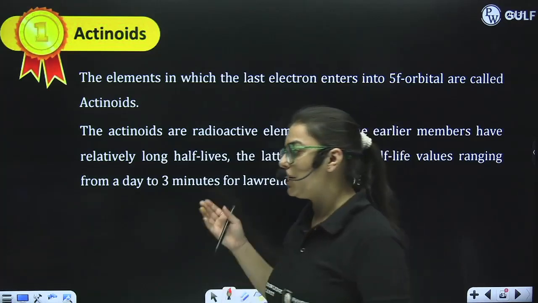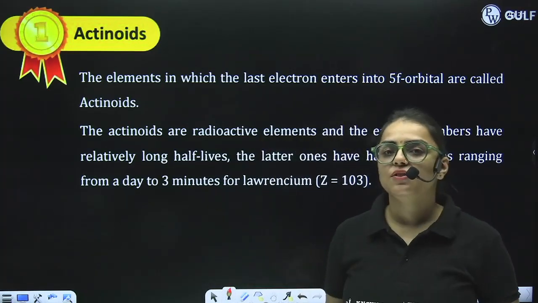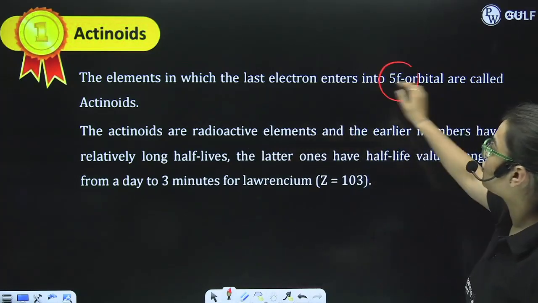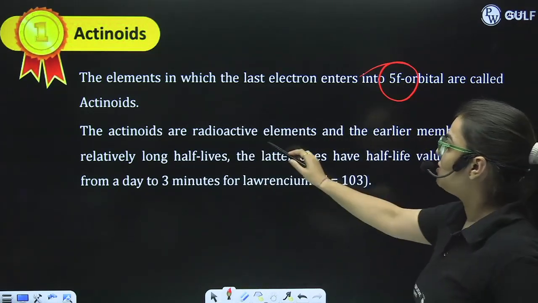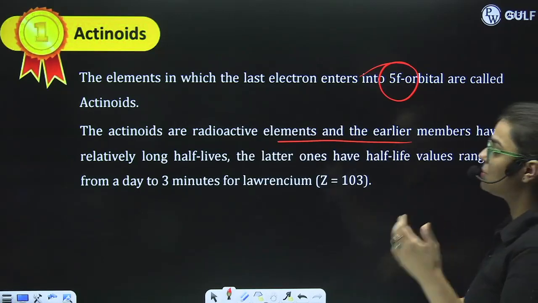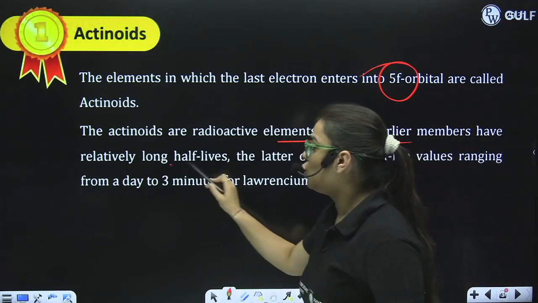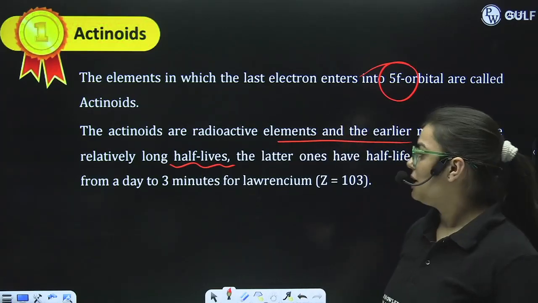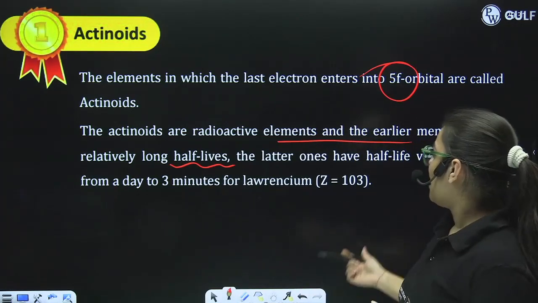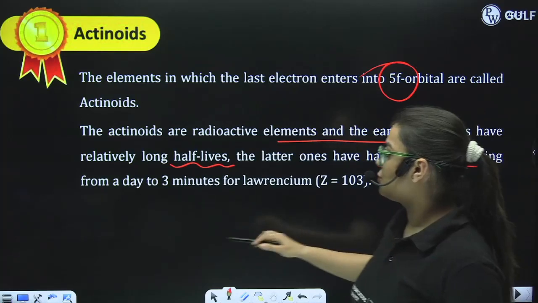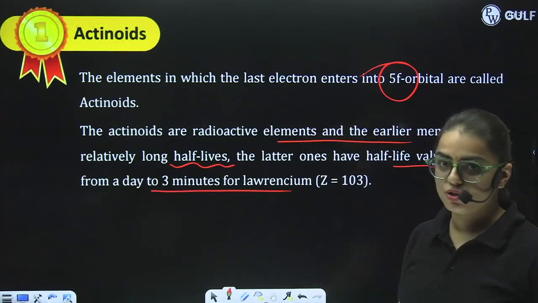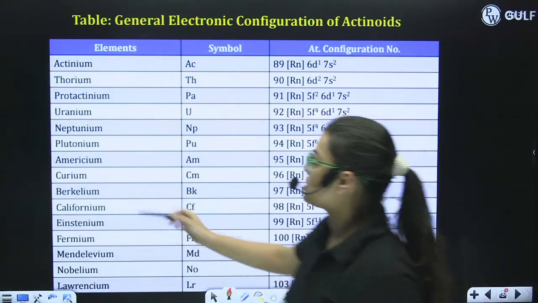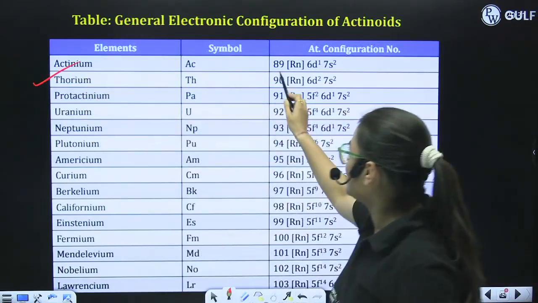Actinoids are present below the lanthanoids in the 7th period in the group number 3rd. These are elements in which the last electron enters into the 5f orbitals. Okay, they are radioactive elements, and earlier members have relatively long half-life. Now half-life we have understood in chemical kinetics, and the radioactive elements exhibit it, and later ones have half-life values ranging from a day to 3 minutes for lawrencium. Clear?